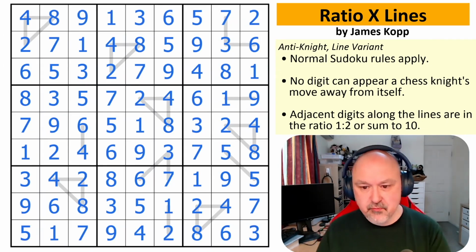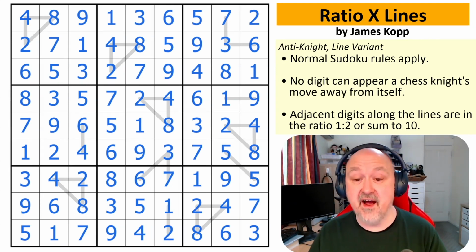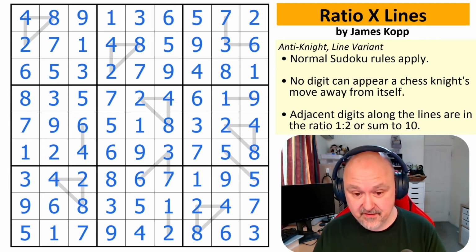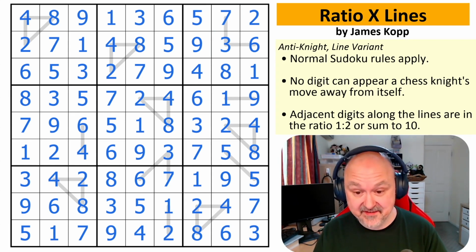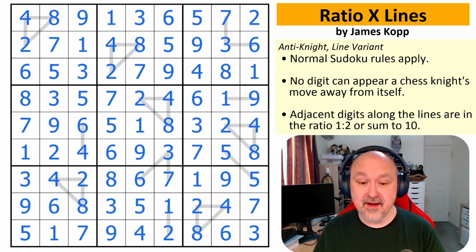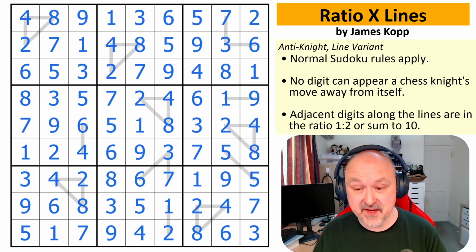That is the Ratio X lines by James Kopp. And that was an enormous amount of fun. Figuring out that you could only put 2, 4, 8 on the triangles, very, very cool way to start. And then figuring out what could not go on these lines. And then a really tricky Knight's Move puzzle at the end. Wow. I love the way that people are coming up with these logic tricks to make a puzzle work.